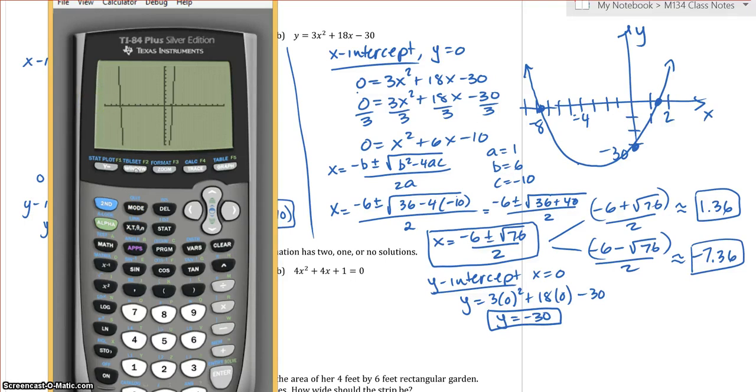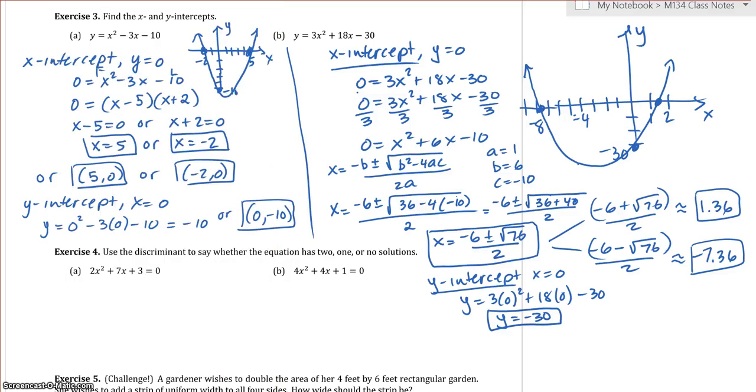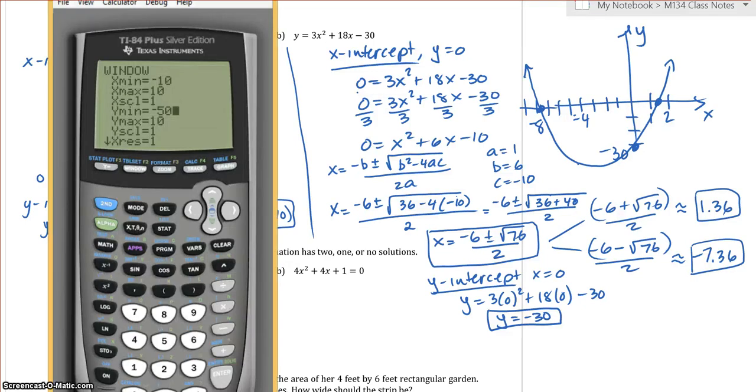So go to window. I'm going to change that y min, maybe negative 50, negative 40. I'm going to try negative 50. That's all I'm going to change. Oops, what happened to it? There it is. And so I'm going to go to graph now. Oh, it's still a little bit lower. But if you go to trace, you can see that point there. And this one, I just counted by 1, so that would be the 1.36. And 1, 2, 3, 4, 5, 6, 7, between the 7 and the negative 8.